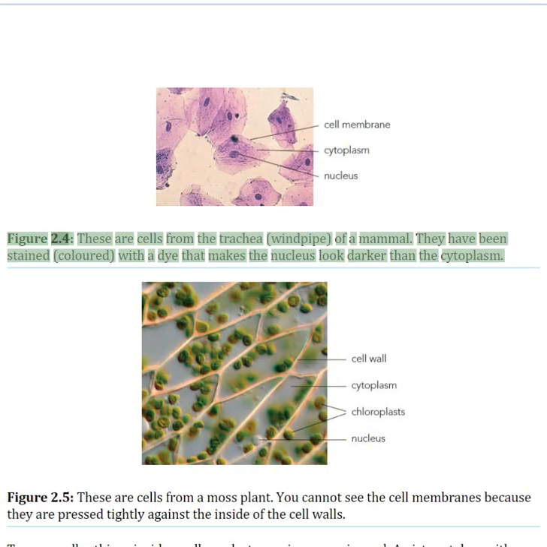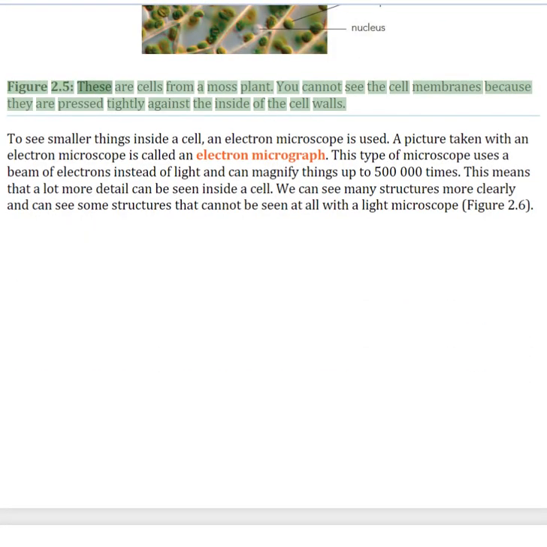Figure 2.4, these are cells from the trachea of a mammal. They have been stained with a dye that makes the nucleus look darker than the cytoplasm. Figure 2.5, these are cells from a moss plant. You cannot see the cell membranes because they are pressed tightly against the inside of the cell walls.